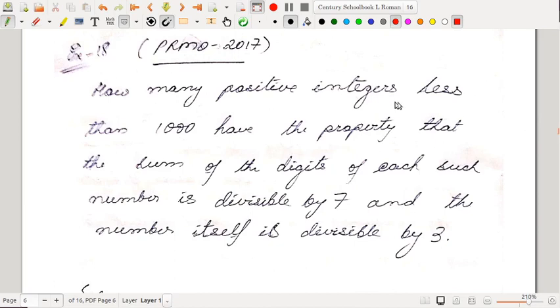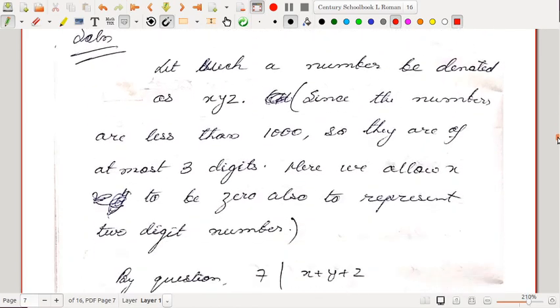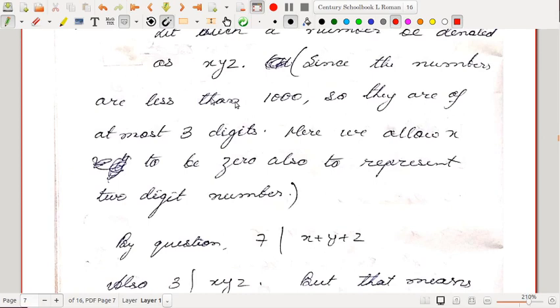How many positive integers less than 1000 have the property that the sum of the digits of each such number is divisible by 7 and the number itself is divisible by 3? Okay, so we need a bit of theory here. Let us denote such a number by xyz. Since the numbers are less than 1000, the number of digits is at most 3, so we can take it as xyz. Here we allow x to be 0 also, to represent 2-digit numbers.